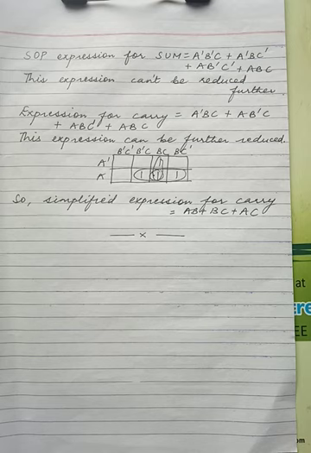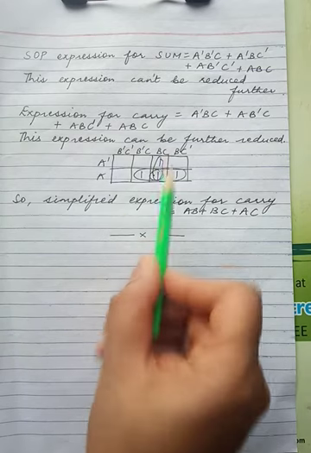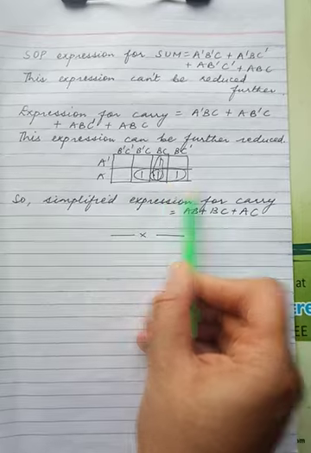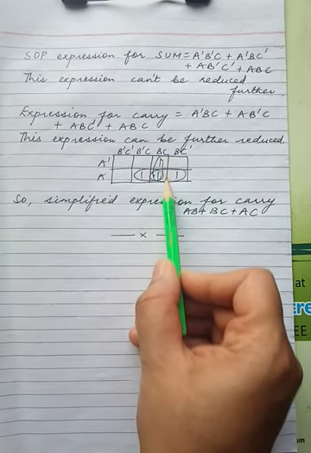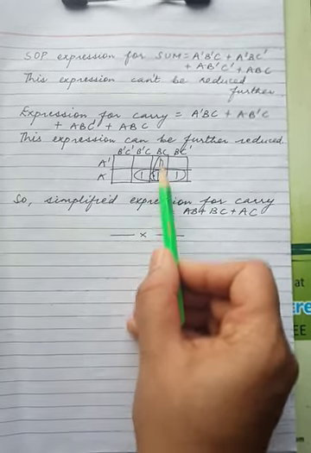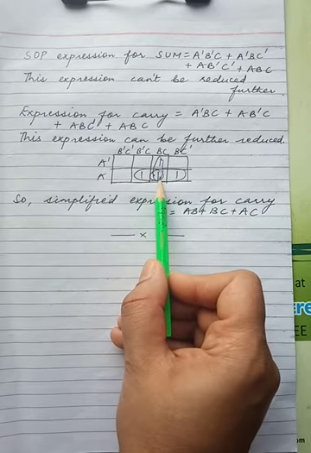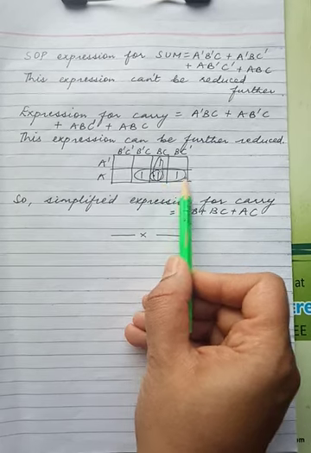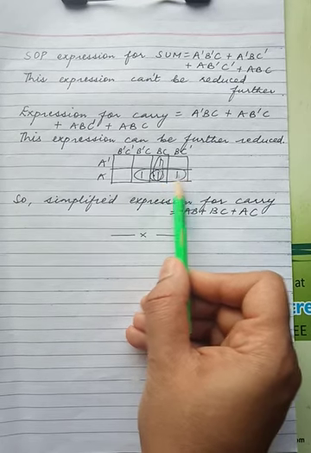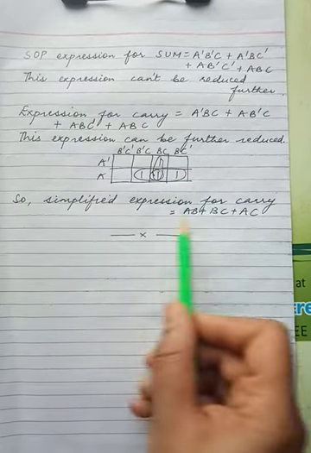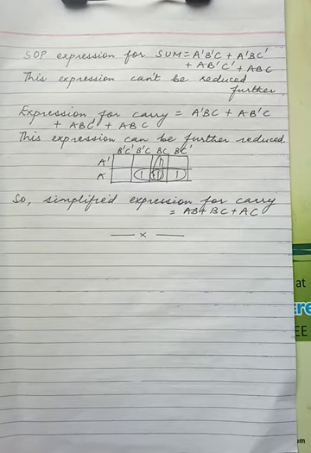But the expression for carry is A bar B C plus A B bar C plus A B C bar plus A B C. This expression can be further reduced. So we are reducing using the K-map. As you can see in this K-map, there are 3 pairs, isn't it? When this pair is formed, A is reduced and BC remains. When this pair is formed, A and C remain, B is reduced. And when this pair is formed, A and B remain, C is reduced. So the simplified expression for carry is AB plus BC plus AC.